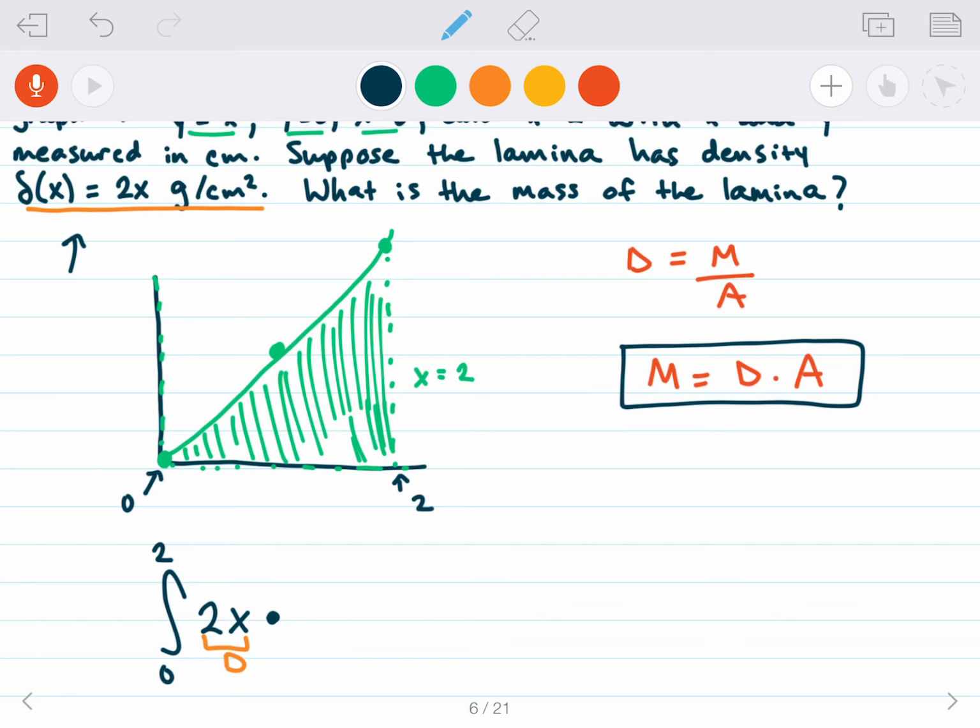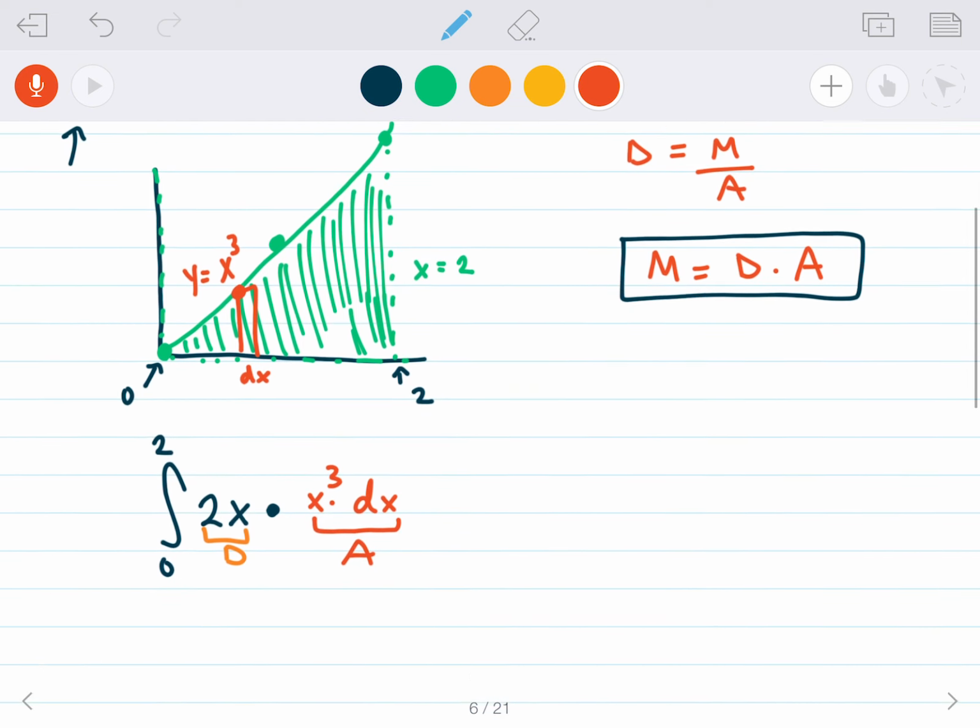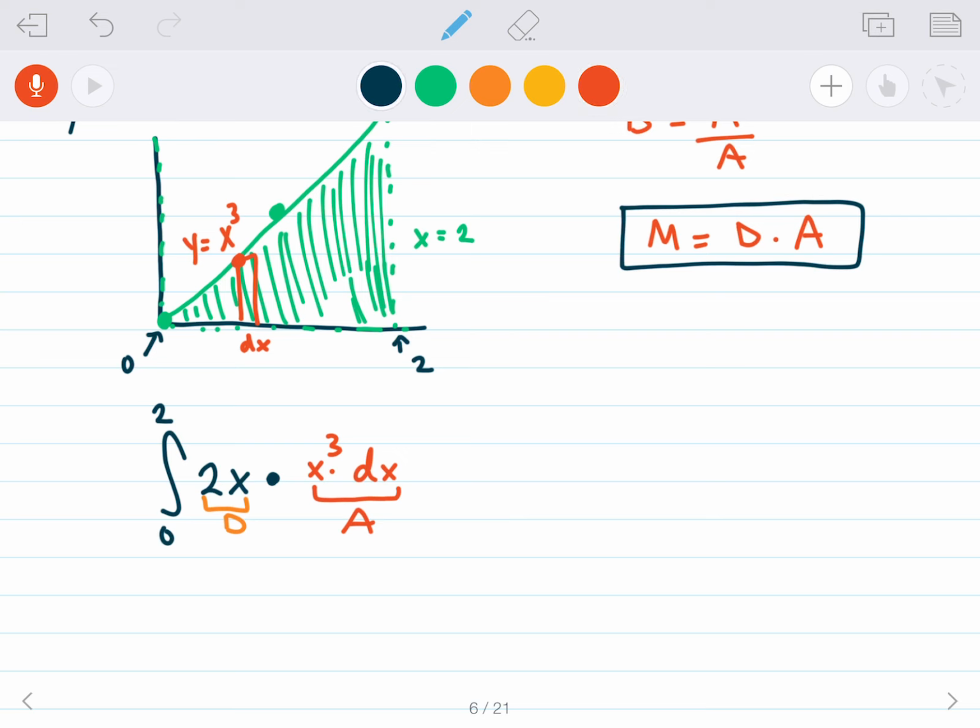Well, the area, again, think about the rectangles. The length is going to be dx, and the height of this rectangle is just going to be x to the 3, the function. So this is our y equals x to the 3. So the area here is going to be x to the 3 dx, length times width. So this is our area. Density times area equals mass. Let's go ahead and figure out what this is.